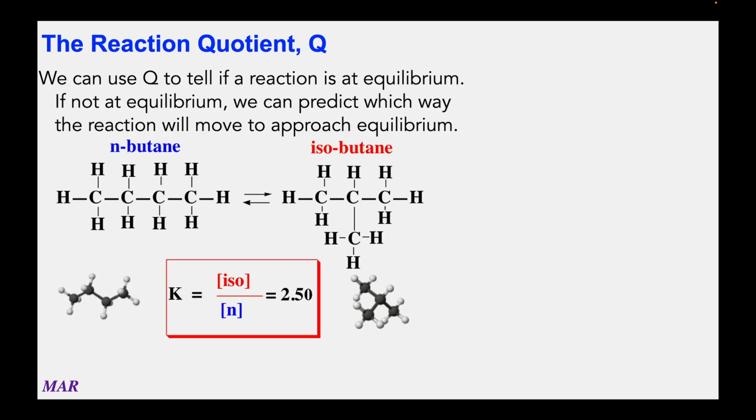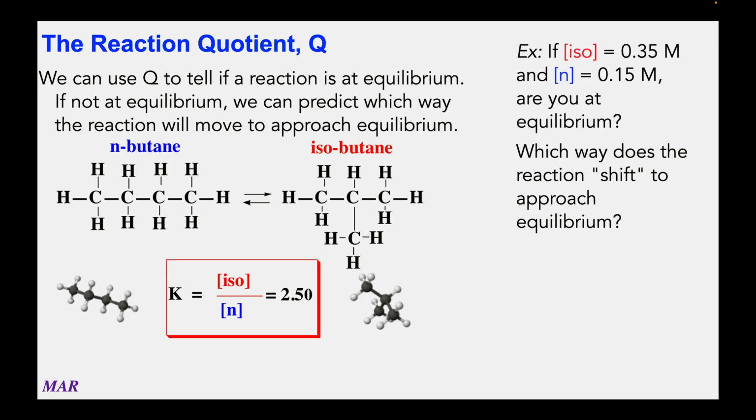So here's an example of how we can use reaction quotient Qs. The important part that I always find is that you can tell if you're at equilibrium or not. This is the N-butane to isobutane equilibrium we mentioned earlier. I'm just going to abbreviate isobutane as iso and the N-butane as N. This reaction has been studied and its K value established at 2.50. That means you have more products than reactants because K is greater than 1. Maybe it's not super big, but it's at least a little bit more products relative to reactants.